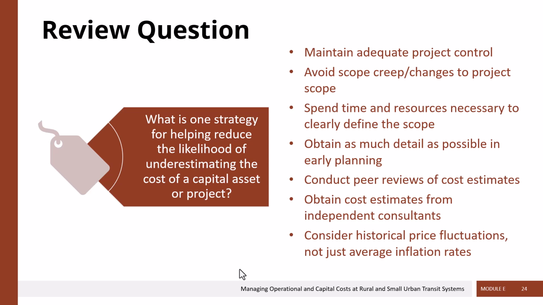There's several different strategies you can apply when you are trying to help reduce the likelihood of underestimating your capital costs. One is maintaining adequate project control. Second, avoiding scope creep or changes in the project scope as the project goes along. 3, spend the time and the resources necessary to clearly define the scope of your capital project. 4, obtain as much detail as possible early in the planning stages of your project. 5, conduct peer reviews of cost estimates. 6, obtain cost estimates from independent consultants. And 7, don't forget to consider historical price fluctuations, not just average inflation rates. And there's a few others we mentioned, but those are some of the core ones.